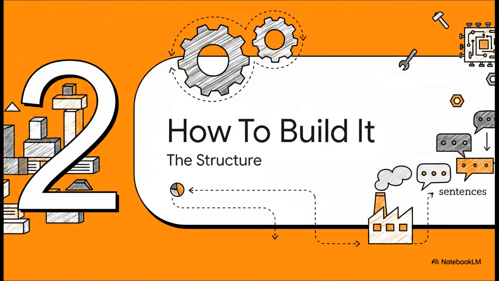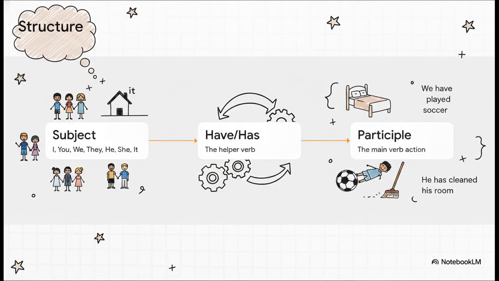Moving right along to Section 2, How to Build It. Okay, let's get into the mechanics. Building a positive sentence requires exactly 3 steps. Step 1 is your subject. I, you, we, they, he, she, or it.